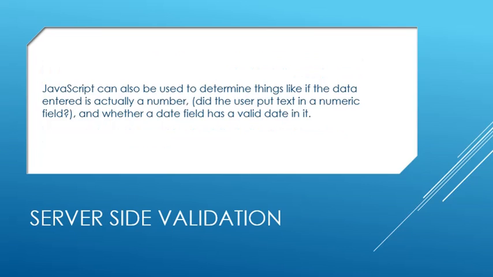Now, all that script that I showed you, not just the script, but all the code, came from the W3 school. And then down further on their page, they say, ooh, this is so exciting because JavaScript can also be used to determine things like if the data that you entered is actually a number and whether the date field has a valid date in it. And it even goes on and talks about credit card numbers and phone numbers and email addresses, and it doesn't show you how to do any of that. So you would have to be finding that information out elsewhere.